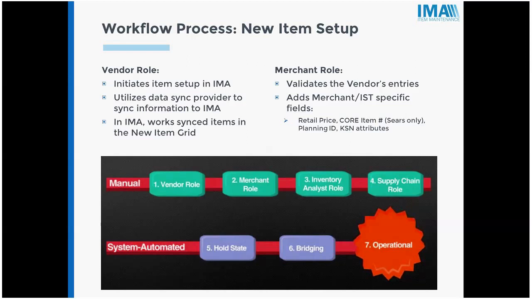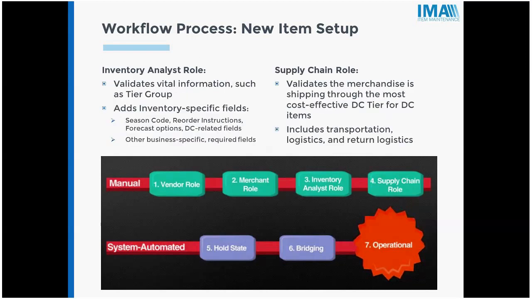From there, it goes to the merchant role. They'll validate the vendor's entries, add some merchant and IST specific fields, such as retail price, core item number for our Sears items, planning ID, KSN attributes, and more. And then once they approve, it will go to our inventory analyst role. The inventory analyst will validate vital information such as tier group. They'll also add inventory-specific fields, such as season code, reorder instructions, forecast options, DC-related fields, and other business-specific required fields.